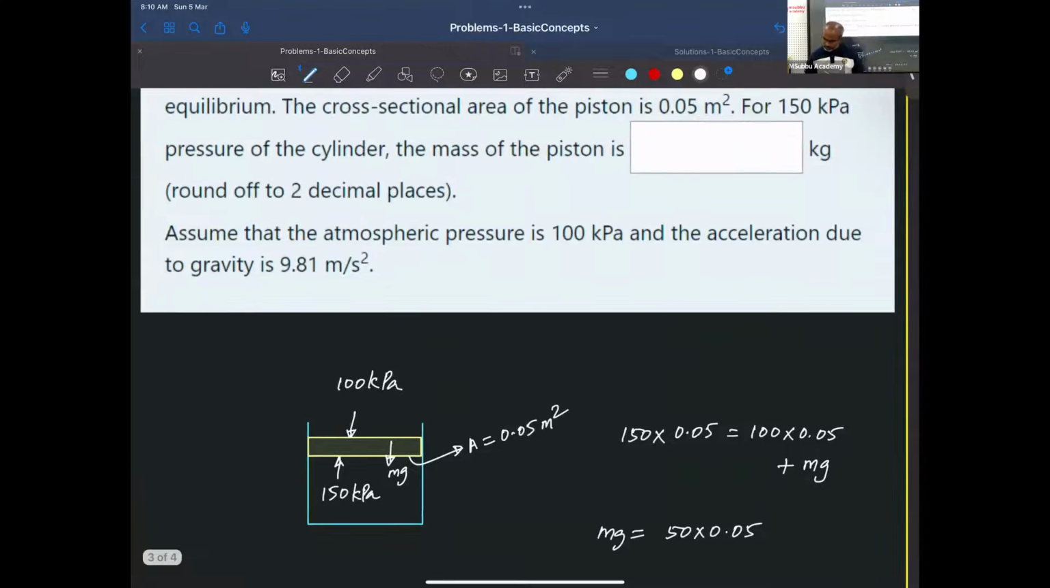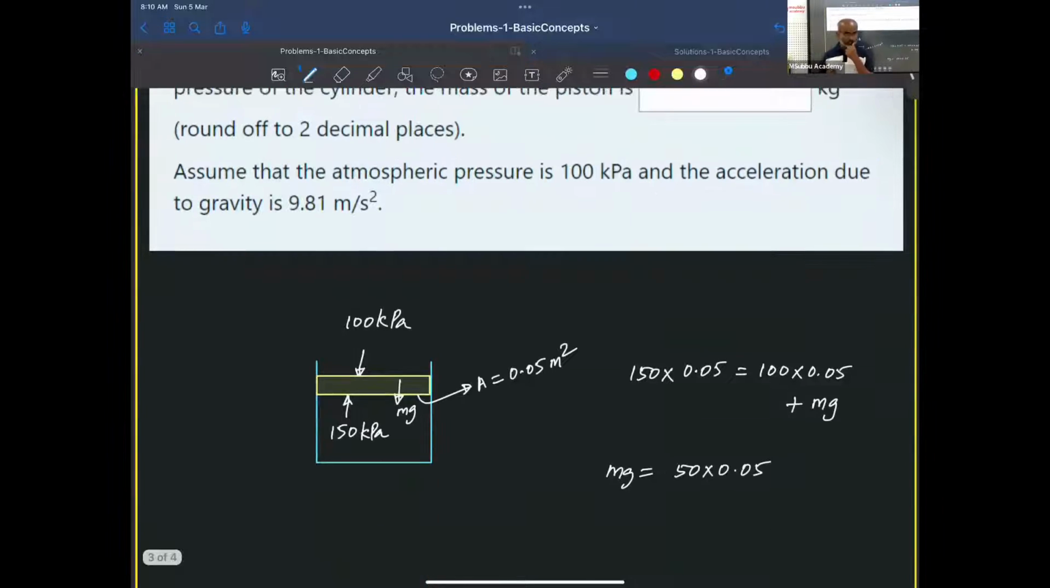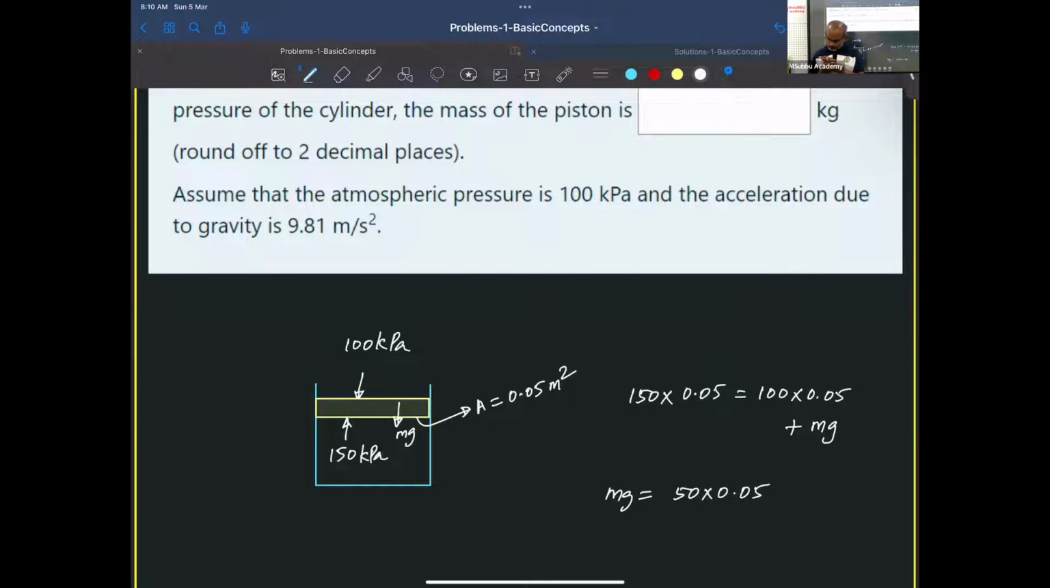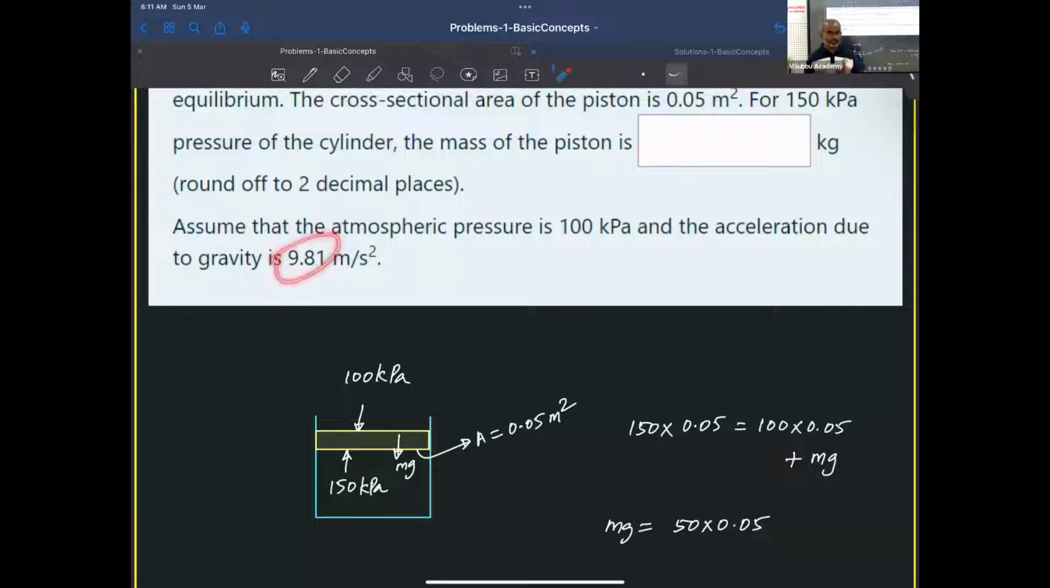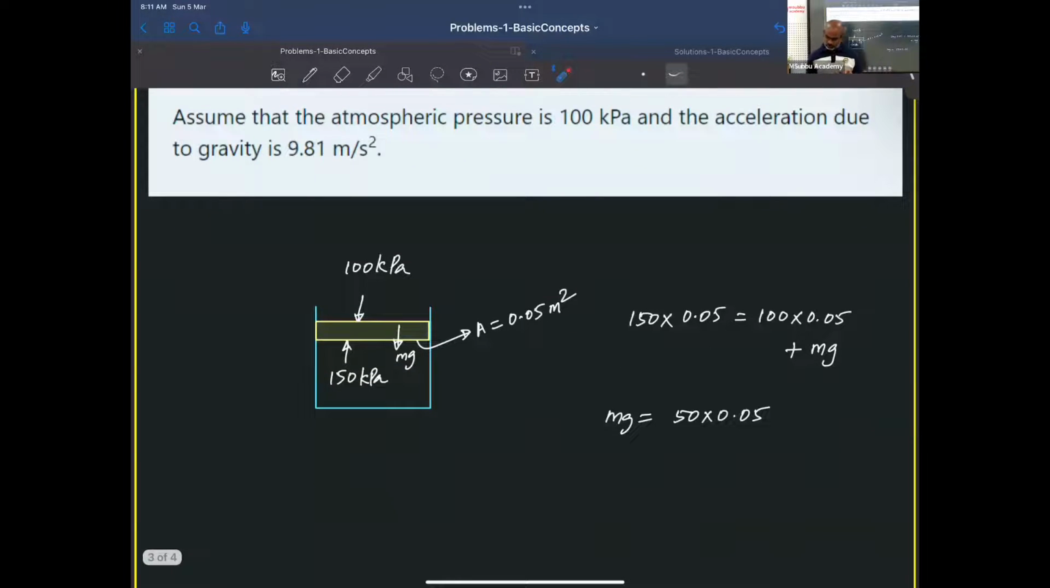So what is the information about g? It is 9.81. We need to look into the problem specification. If there is no mention of g, take it as 9.81. Sometimes, for simplification or rounding, even the GATE authorities specify the value of g as simply 10. In that case, you have to use the given value. Sometimes they give 9.83 or 9.812, something like that. So better to take the value of g given in the problem. If it is not there, you can take 9.81. So we need to get m, which is 50 into 0.05 divided by 9.81.